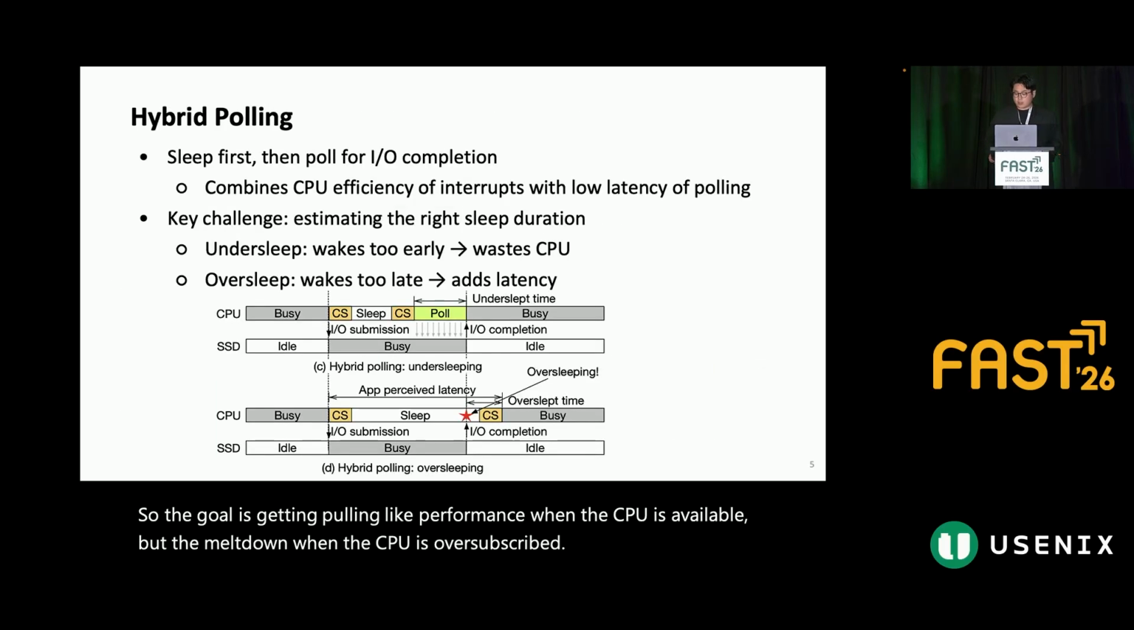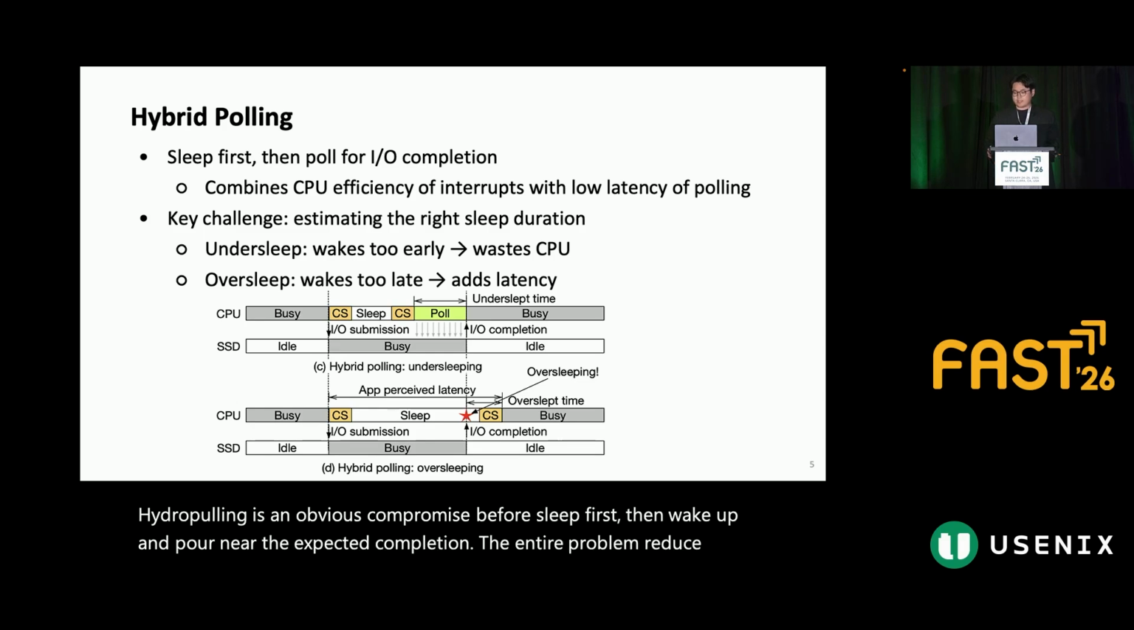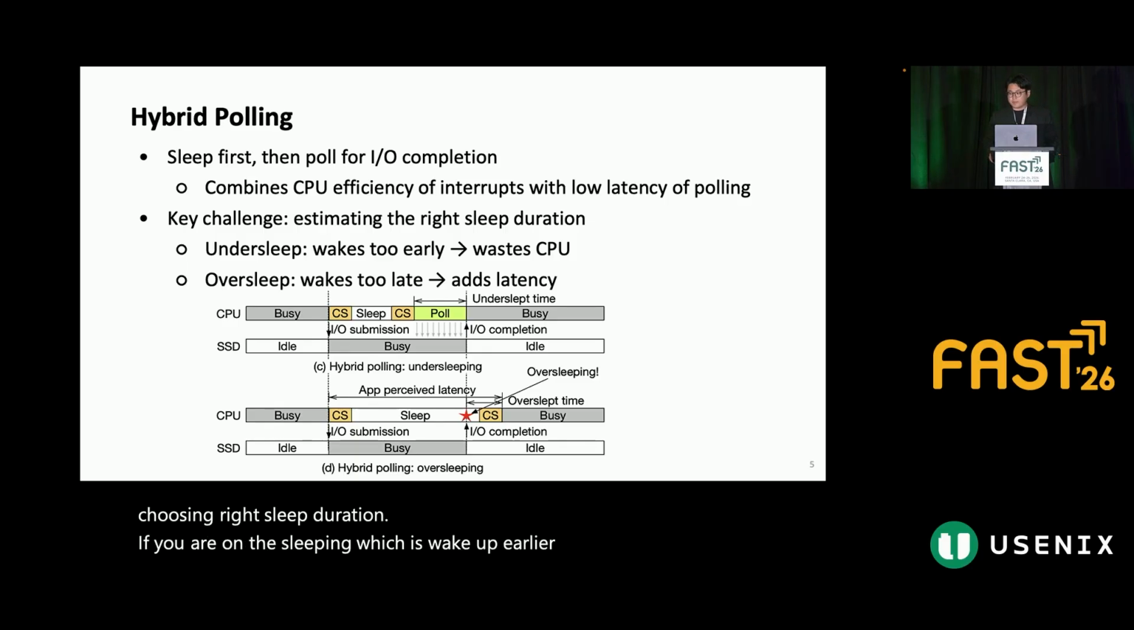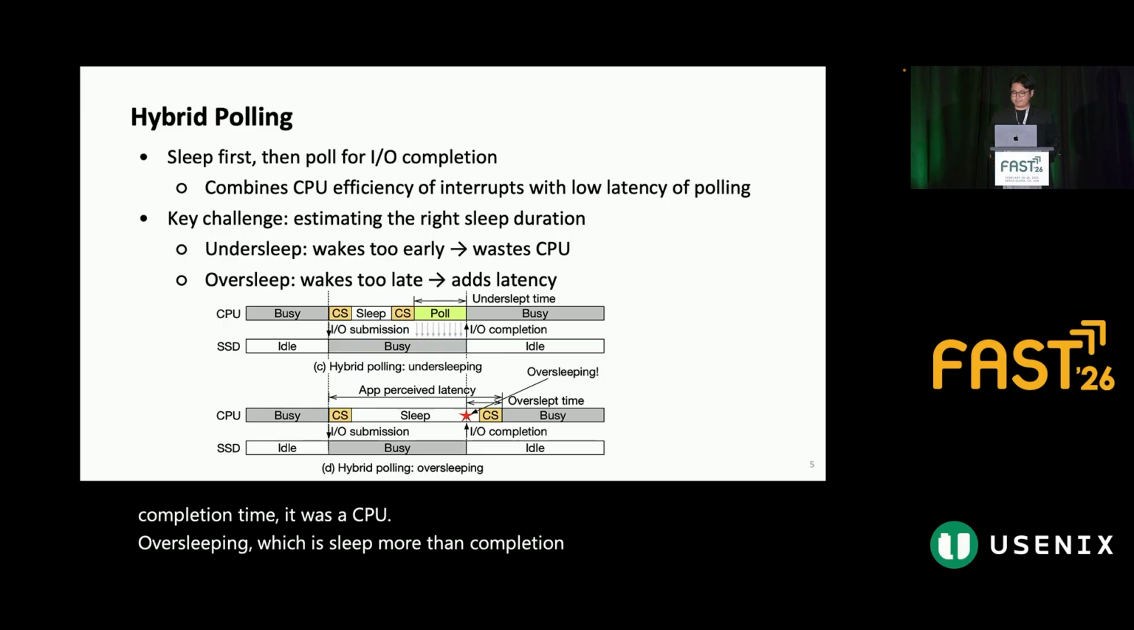Hybrid polling is an obvious compromise. Sleep first, then wake up and poll near the expected completion. The entire problem is reduced to choosing the right sleep duration. If we are undersleeping, which means waking up earlier than the exact device I/O completion time, it wastes CPU. Oversleeping, which means sleeping more than the completion time, directly adds latency.